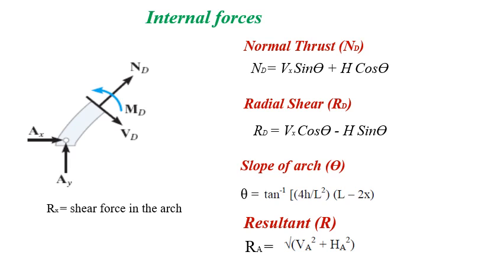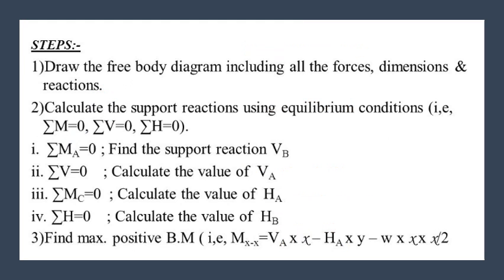So Rx is the shear force in the arch, we know, and Nx is the normal thrust in the arch, and theta is the slope of the arch. Steps we already know. First step is to draw the free body diagram. Calculate the support reactions using the conditions of equilibrium: sigma M is equal to 0, sigma V is equal to 0, and sigma H is equal to 0.